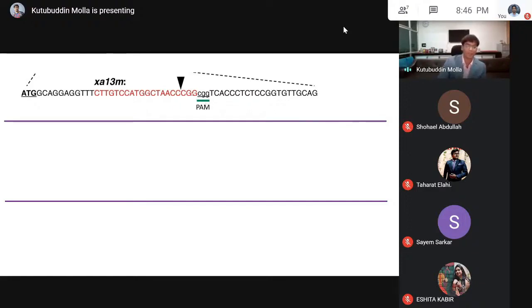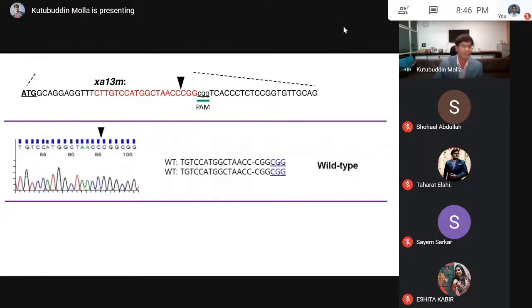So this PAM is present here, so it is targetable by the Cas9. Okay, so now you can target this sequence, so you can make a cut. Pink means T, black means G, blue means C, and green means A. So you can see this is a wild type sequence that is not treated with Cas9. This is a normal one, not a mutant one.